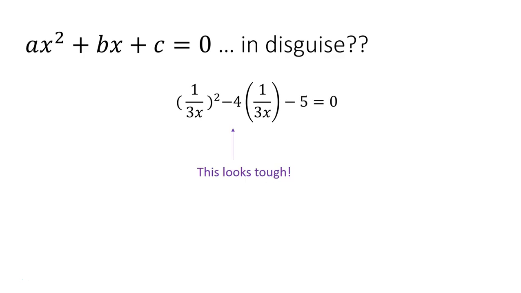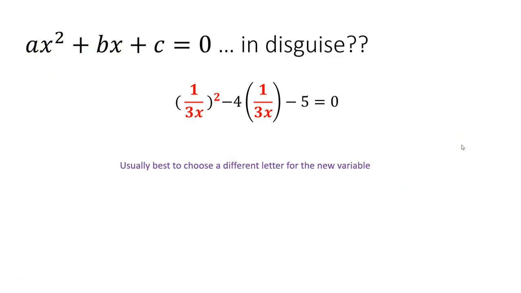This looks kind of tough. X in the denominator, having to square it. Woo! Well, check this out. In the middle, we've got 1 over 3x. To the left, for the first term, we have that same thing, 1 over 3x squared. Just like this. Here's b times something, and a times something squared. So it is in quadratic form.